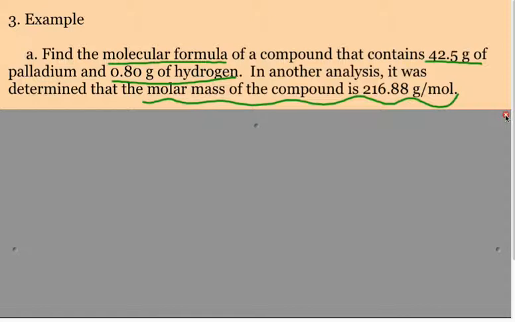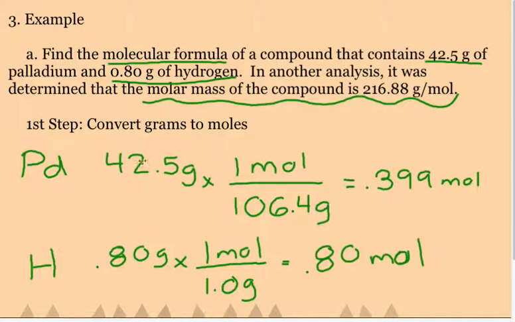So the first thing we're going to do, we don't have to go percent to mass because we're already in mass. So the first thing we're going to do is convert from grams to moles. You can see we took our 42.5 grams of palladium, I looked up my molar mass on the periodic table of palladium, divided it out to get my moles, and again, sig figs. For hydrogen, same thing. I have 0.80 grams of it, divide it by the molar mass from the periodic table, and I got my moles.